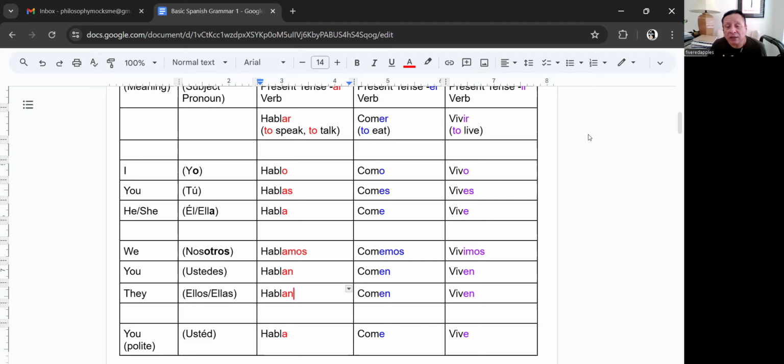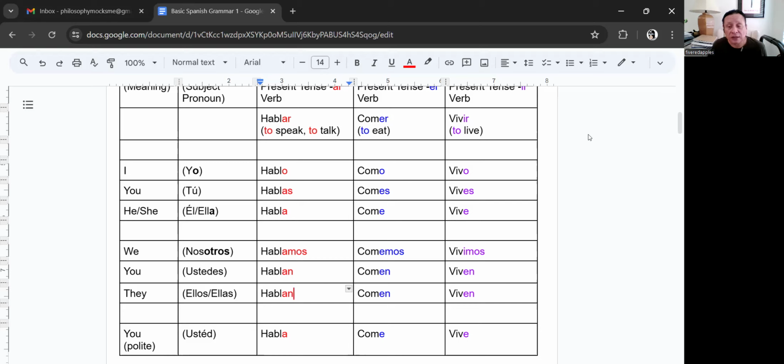Ella habla, ella come. Nosotros hablamos, nosotros comemos. Ustedes hablan, ustedes comen. Ellos hablan, ellos comen, usted habla, usted come. Right? There's no grammar to do. You're just saying, okay, ER verbs require an E where AR verbs require an A, and you're done.